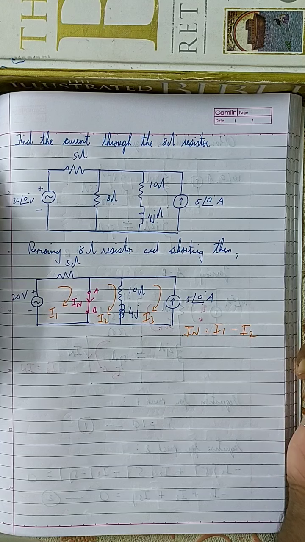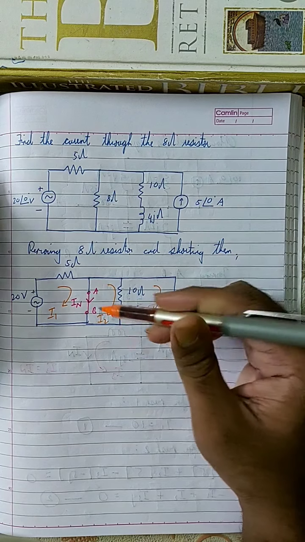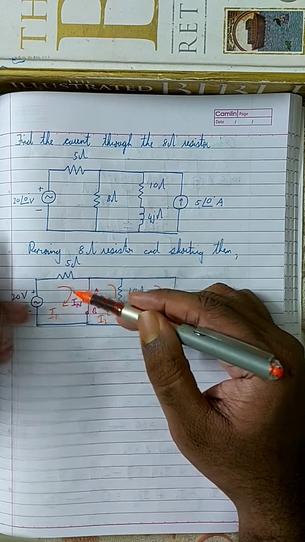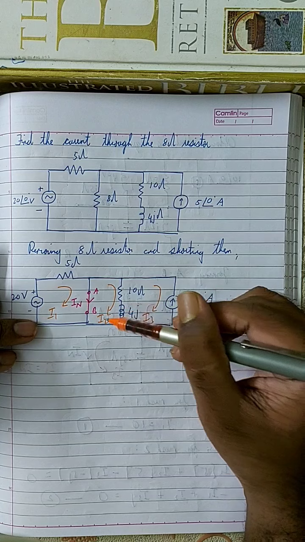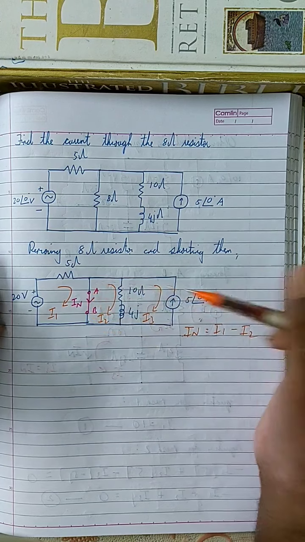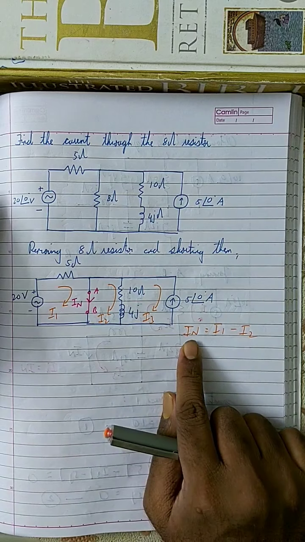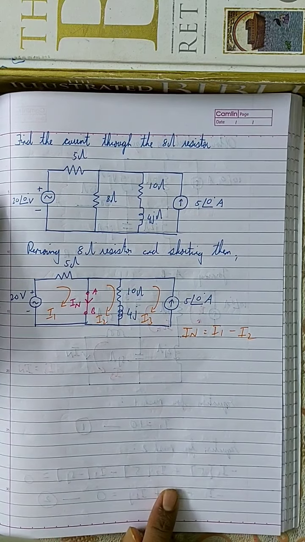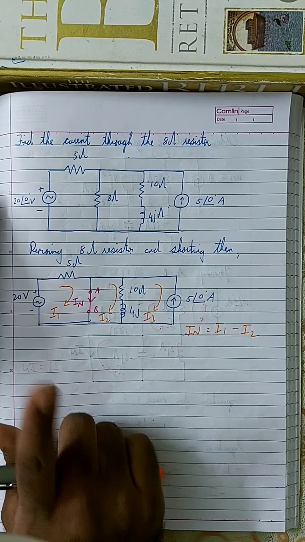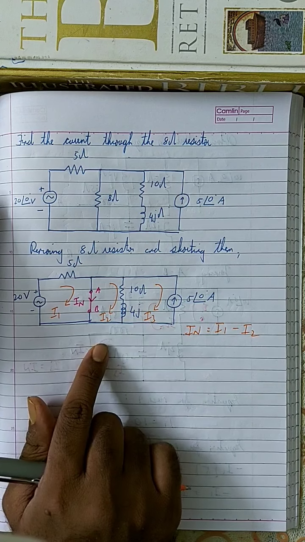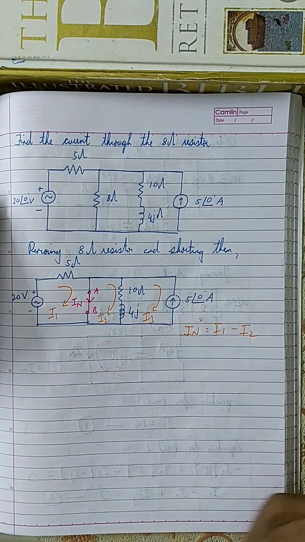Why is it I1 minus I2 and not I2 minus I1? Because IN is flowing in the same direction as I1, therefore I1 is positive, and I2 is flowing in the opposite direction of IN. That is why I2 is negative. That's why the equation for IN is I1 minus I2. So when applying mesh analysis, you need to find the value of I1 and the value of I2, and then subtract those two currents to find the value of IN.